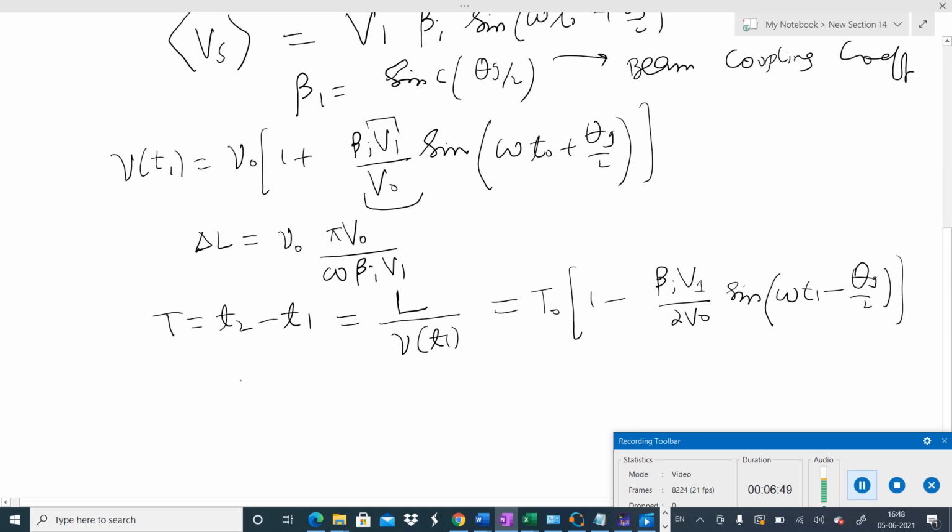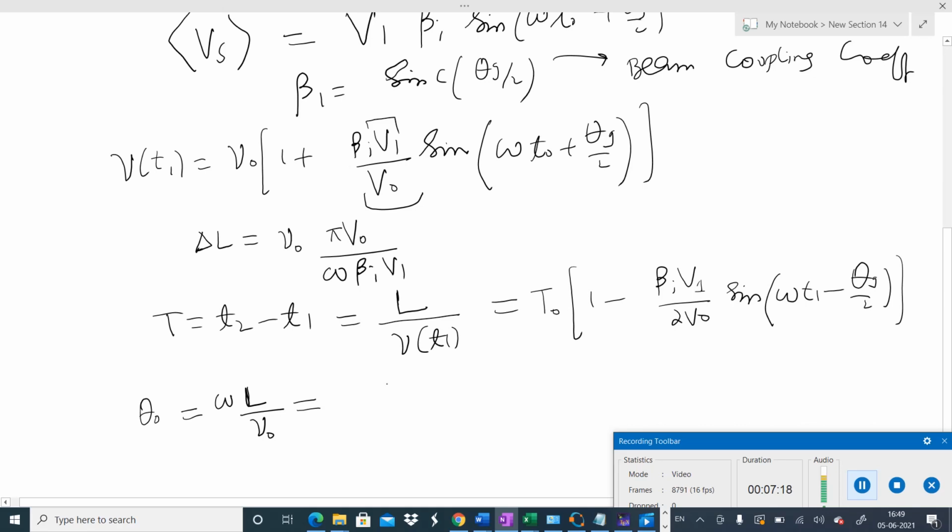So L by V naught is the time the electron takes, if it moves with constant velocity V naught, to travel from the buncher gap to the catcher gap. And what is the corresponding angle? This omega L by V naught we define as theta naught. This also can be equated with the number of electron transit cycles.